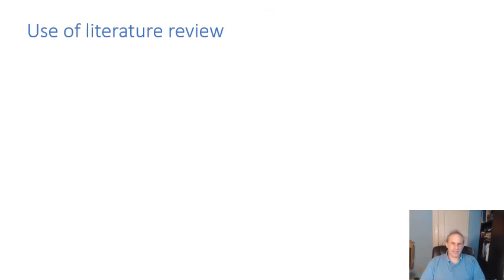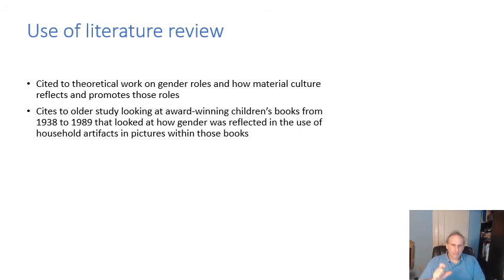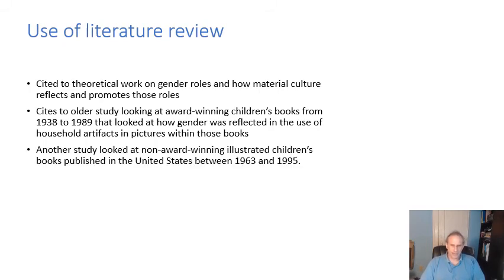Now, here's the key part of their literature review. They first of all cited theoretical work on gender roles, how material culture reflects and promotes those roles. But here's the interesting part. There had been an older study looking at the same kind of award-winning children's books that had spanned from 1938 to 1989 that looked as well at how gender was reflected in the use of household artifacts and pictures within those books. They also looked at another study that looked at more popular, non-award-winning illustrated children's books from 1963 to 1995.